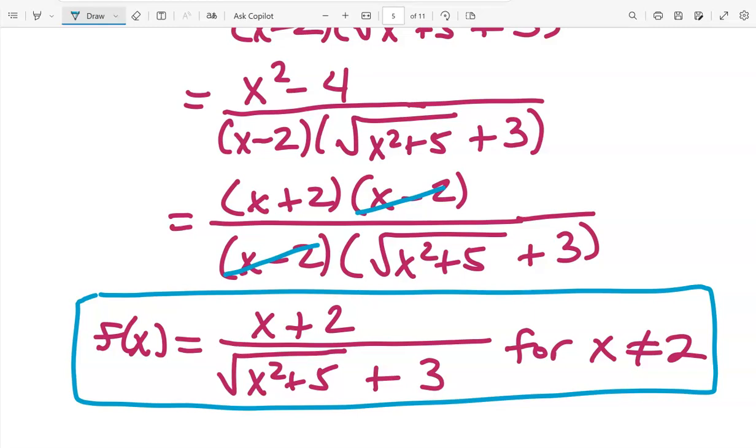Interesting side note: the domain of the expression that results, aside from the explicitly stated domain of x not equal to 2, is all real numbers, because x squared plus 5 is an expression that is always positive for every real x value.